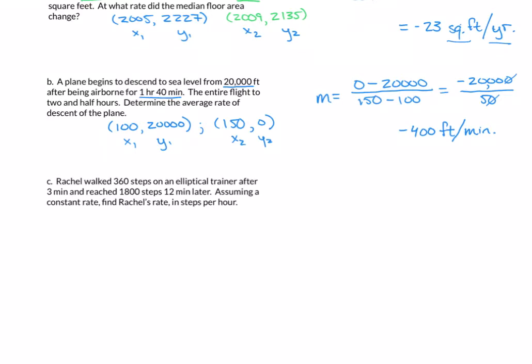But let's see what we can go ahead and do with this. So it said Rachel walked 360 steps after 3 minutes. Again, my independent variable is my minutes. I don't have control over time. I do have control over how many steps I walk. So we're going to do 3 and 360. My second point is going to be 12 and 1800.